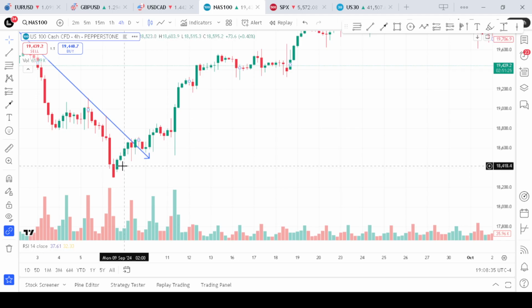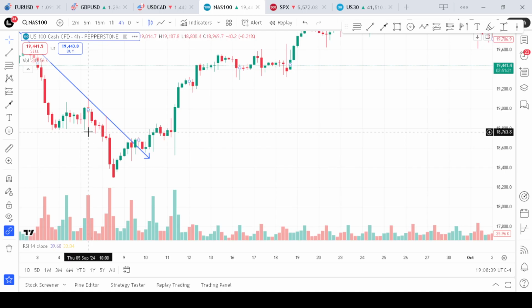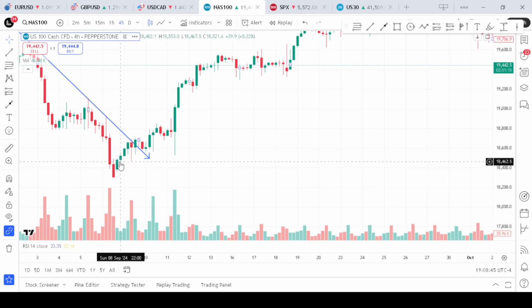Now let's see how we can implement the ladder bottom pattern in a trading strategy. The entry point comes after the completion of the 5th candle, the candle over here that gaps.